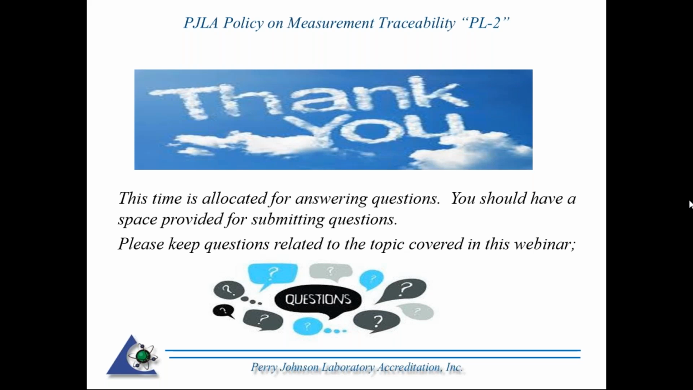How do we start implementing decision rule? Okay, well, it's not what we discussed today. That's under uncertainty, which we will talk about next month. But I'm not going to sit here and tell you how to start implementing a decision rule. You need to decide what your customers' requirements are.